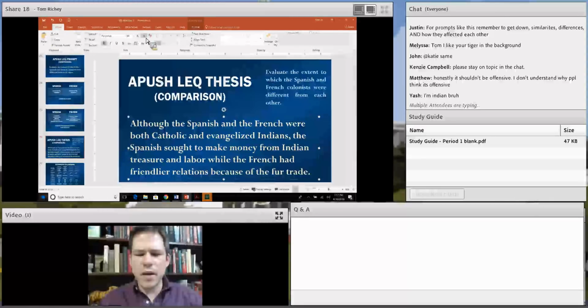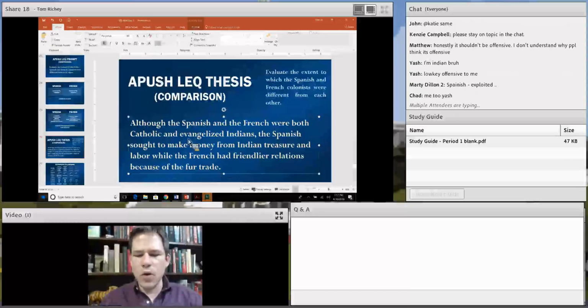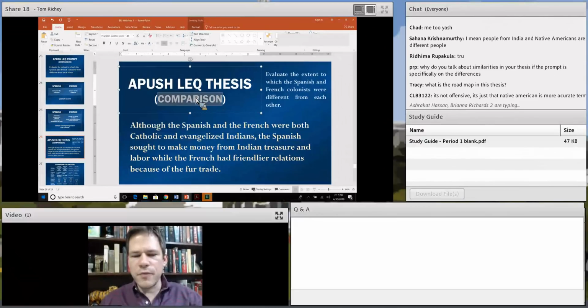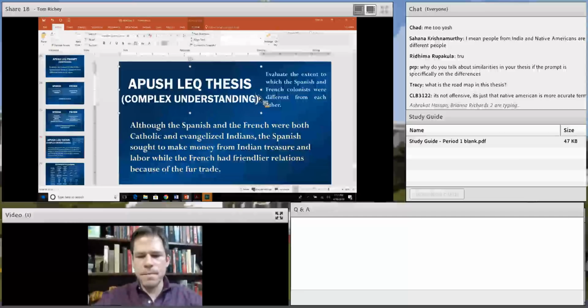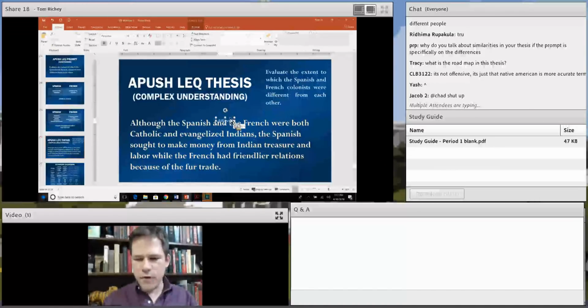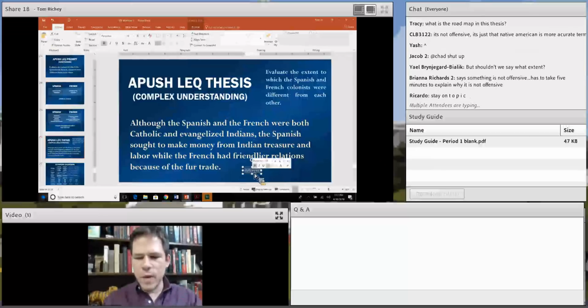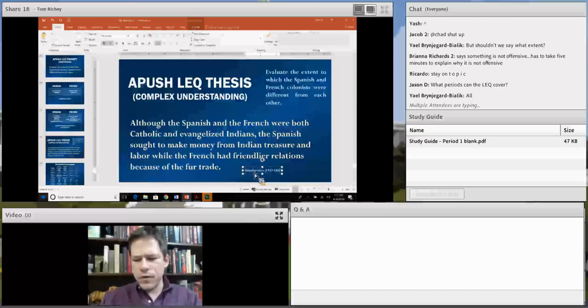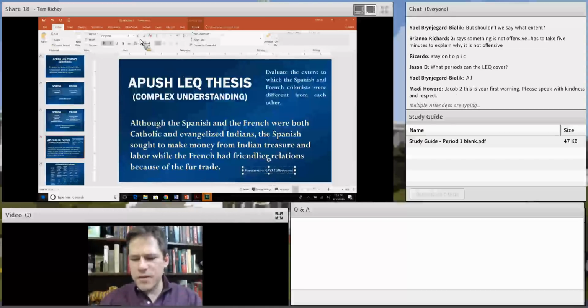Okay. And so what I've done here, what's really necessary in order to get the thesis point, is that I'm setting up complex understanding. This is a great thesis. This is complex understanding. That is the final point in the APUSH LEQ rubric. So if I want a complex understanding thesis, I want to make sure I do similarities and differences. My thesis should be setting up an essay that is going to get into similarities and differences.